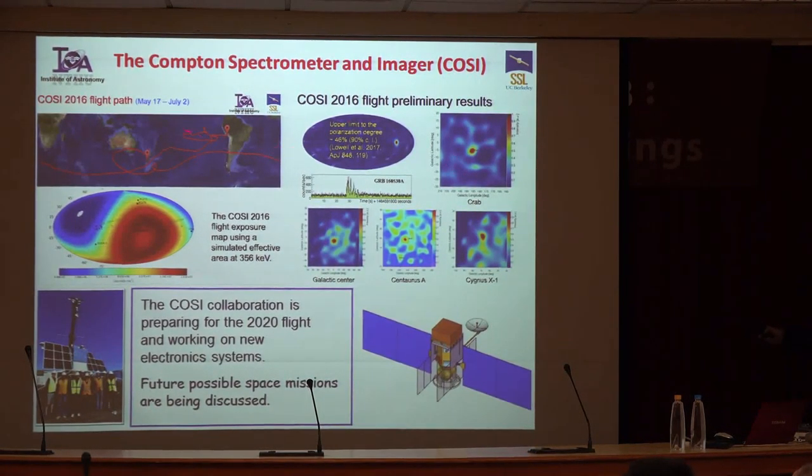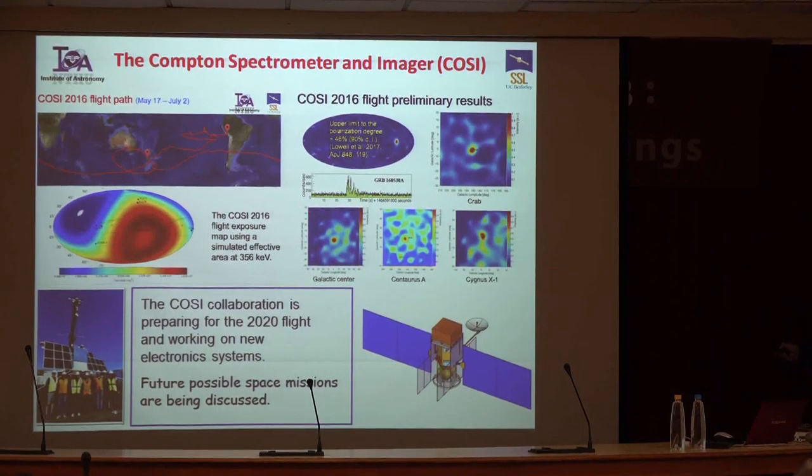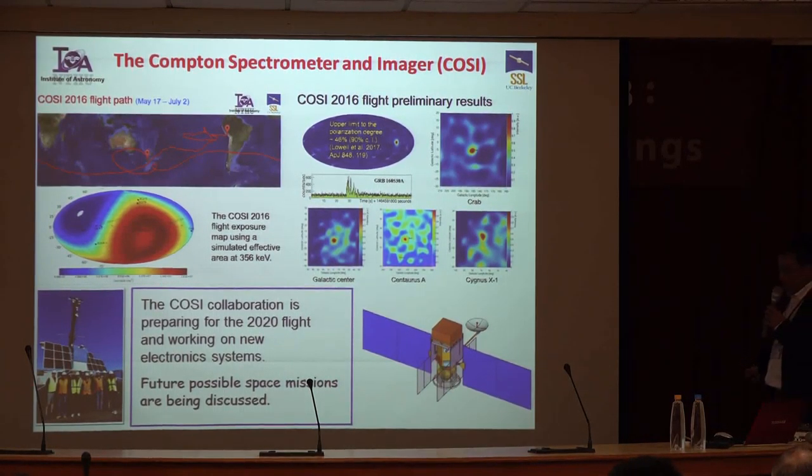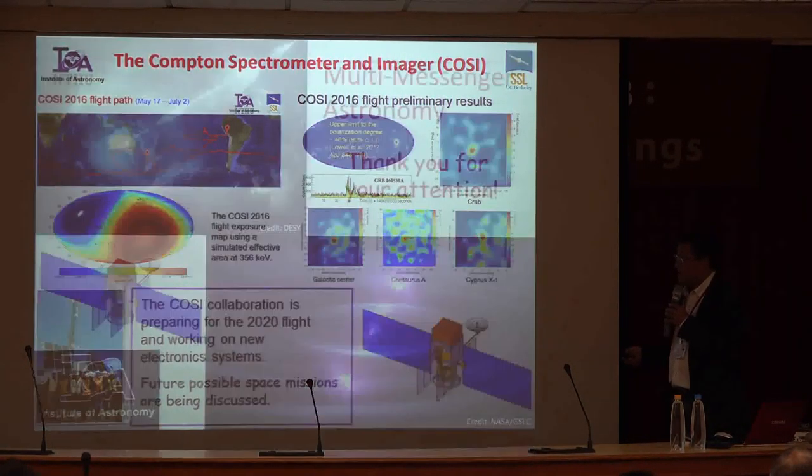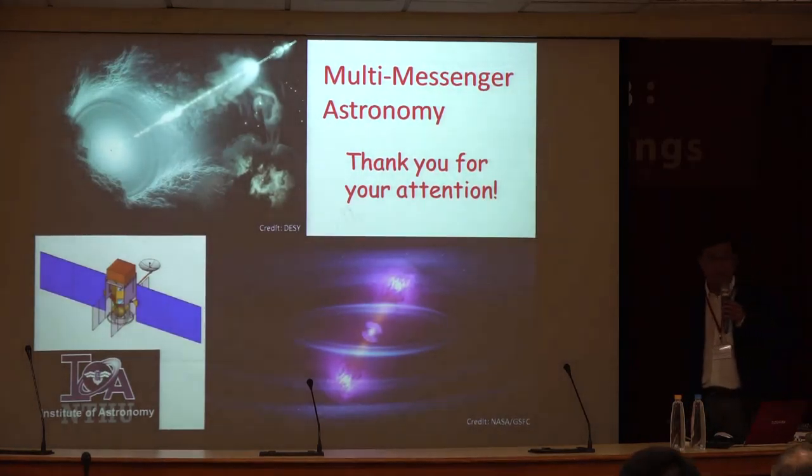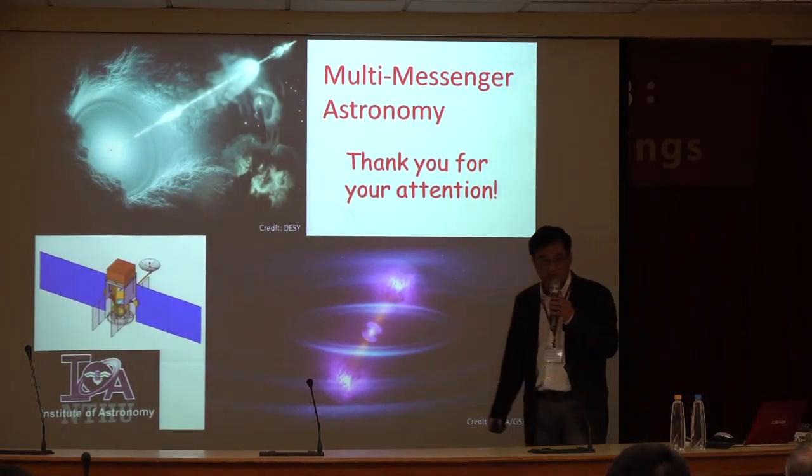In that flight, we also detected other things like the Crab and the galactic center. This is the 511 keV map. We also detected Centaurus A, which is an AGN, and Cygnus X-1, which is a black hole binary. We are working on that, and we are also discussing some possible space missions. So finally, that's the story I wanted to talk about. Thank you very much.